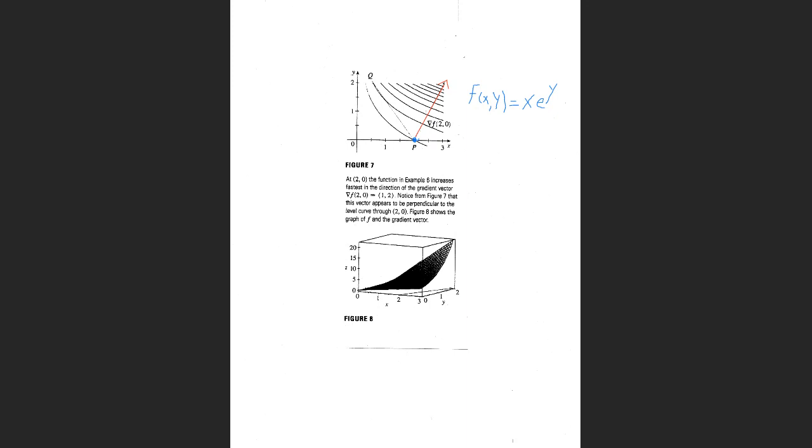And what do you notice, incidentally, if you think about the level curves of the surface? Here's a level curve of the surface. What can you tell me about this angle here?